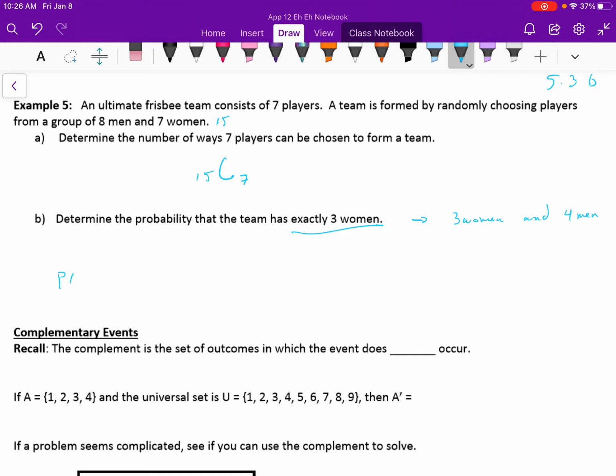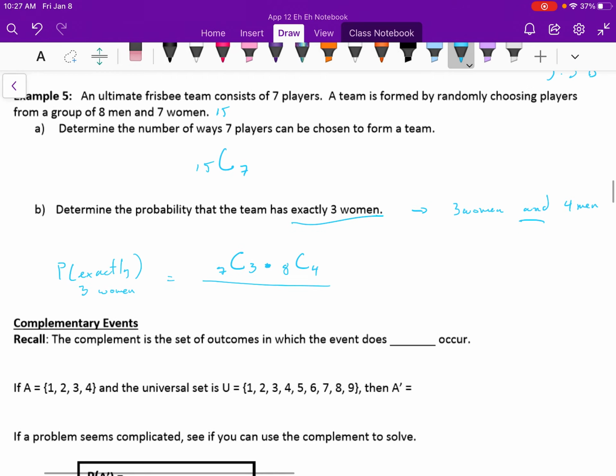It's implying. So the probability of having exactly 3 women is going to be equal to, if I was to choose exactly 3 women, I need to choose 3 women. There's 7 total. So I'm going to calculate the number of ways that I can choose 3 from a group of 7 women. So that would be 7 choose 3. And exactly 4 men. So I need to choose 4 men from a group of 8. So that would be 8 choose 4. And these two are multiplied because I use the word and.